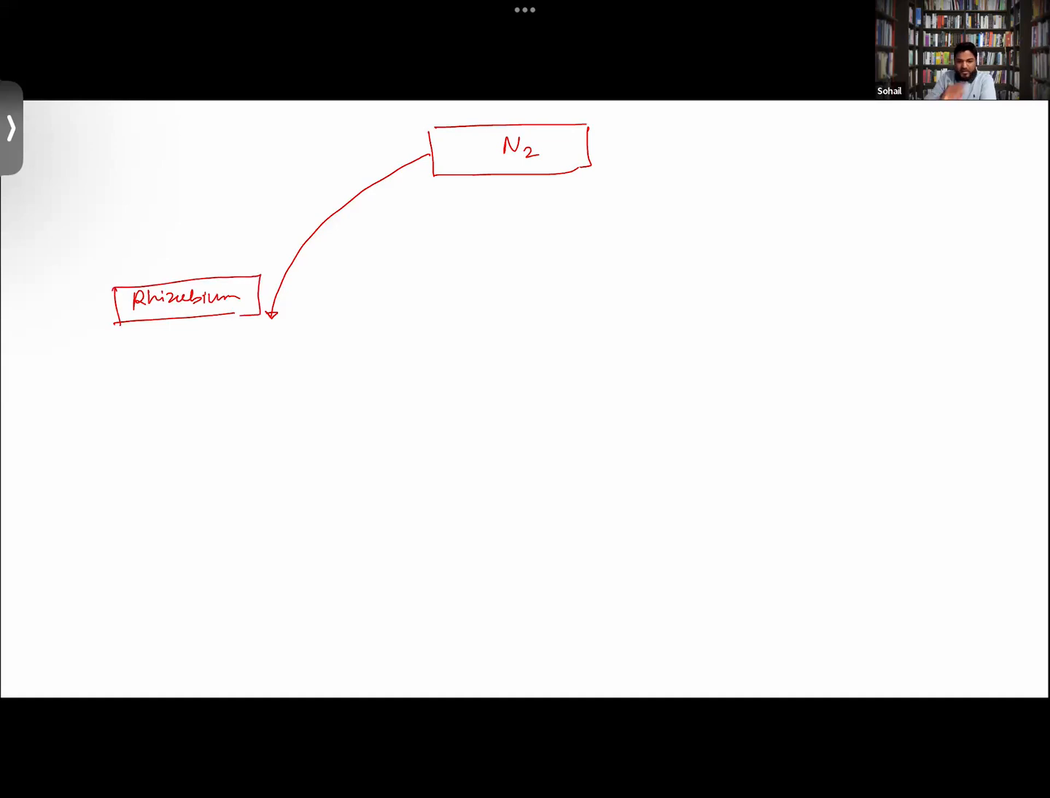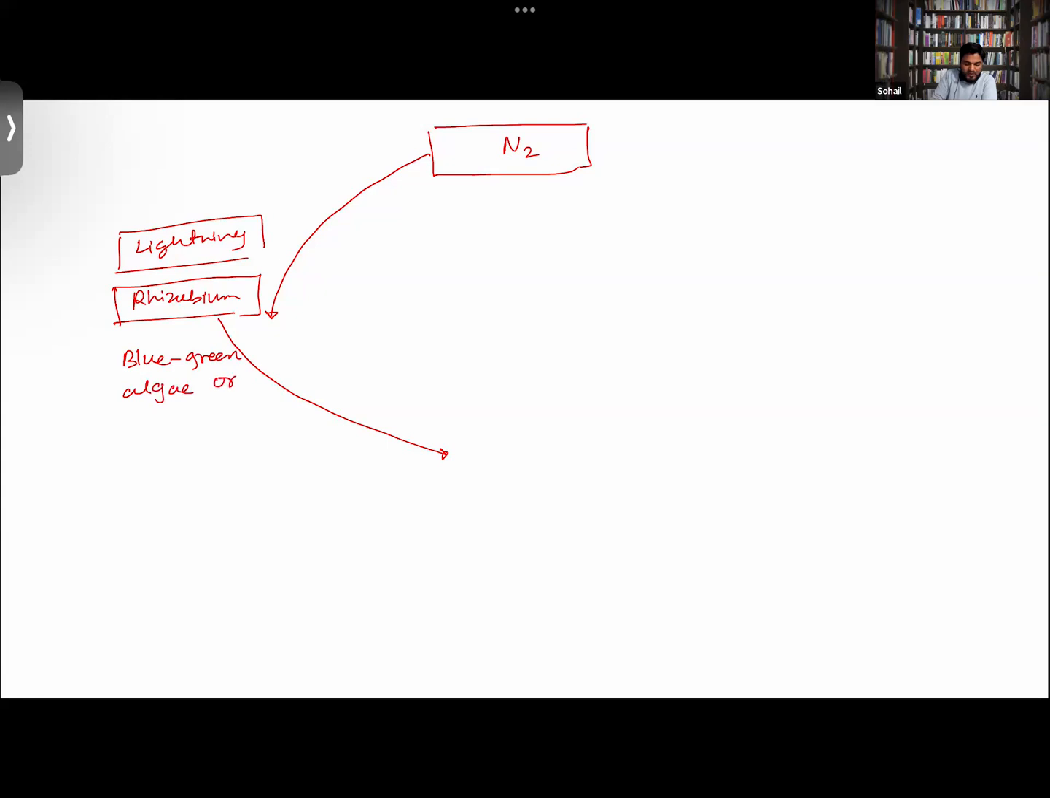Rhizobium bacteria into ammonia. Along with rhizobium, we should be including lightning also. Take lightning into consideration. And remember there was also cyanobacteria. Do you remember blue-green algae, also called cyanobacteria? Yes, blue-green algae.